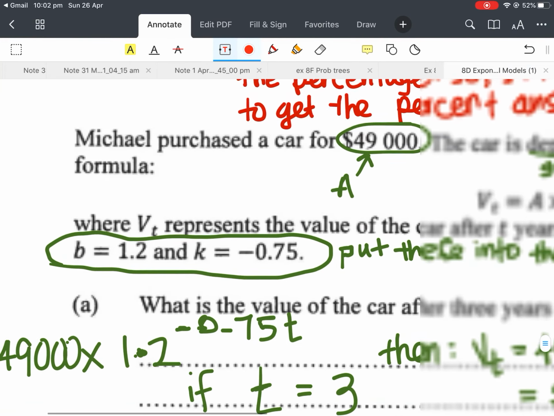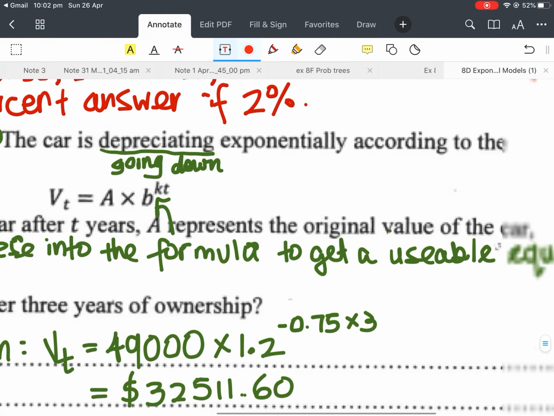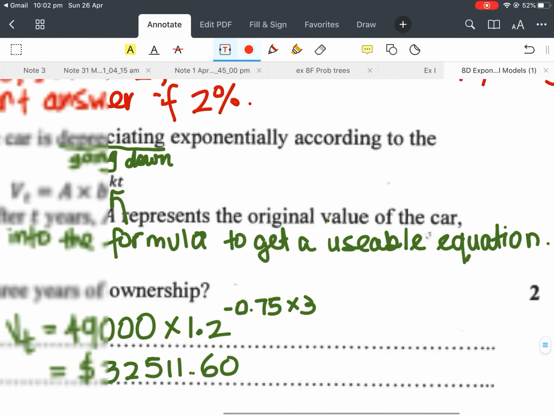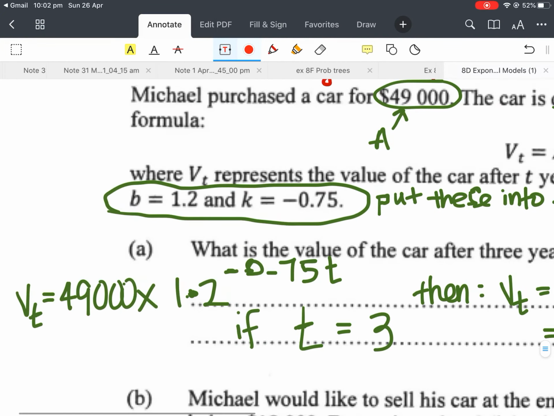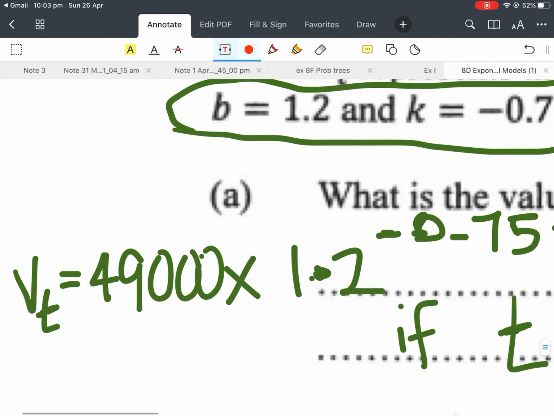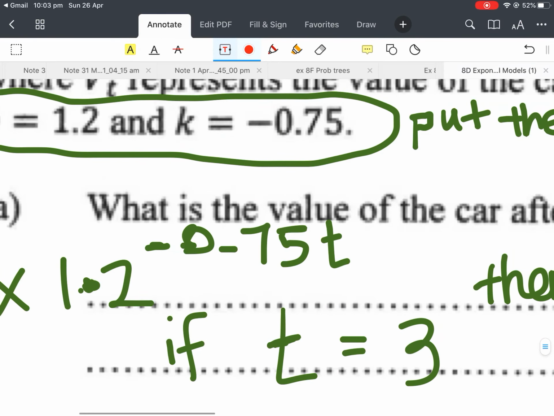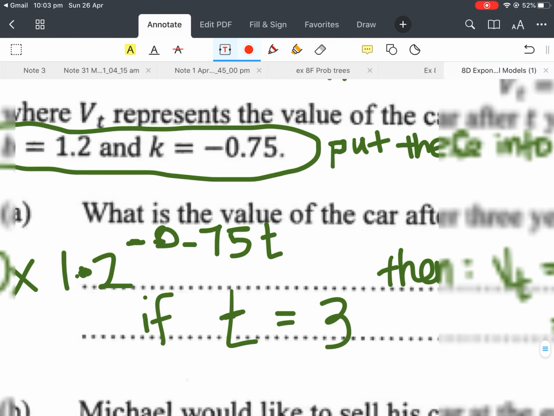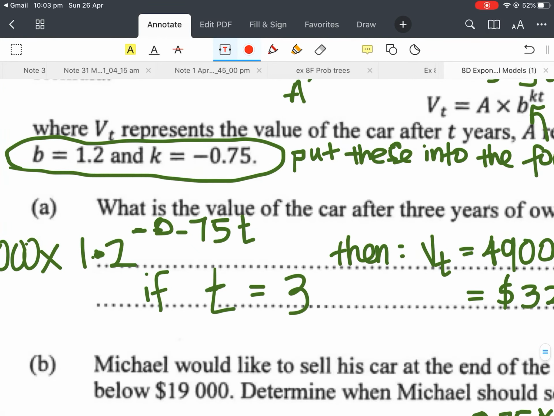So the first thing I'm going to do is put these all into the formula to get a usable equation. This is very similar to what you're going to do in the exercise. So here's my formula. V_t equals 49,000 in the front, times 1.2, and then in the index position I've put negative 0.75, that's a point, times t next to it.